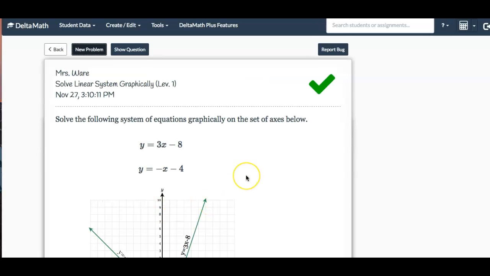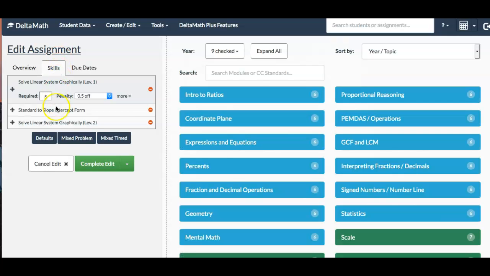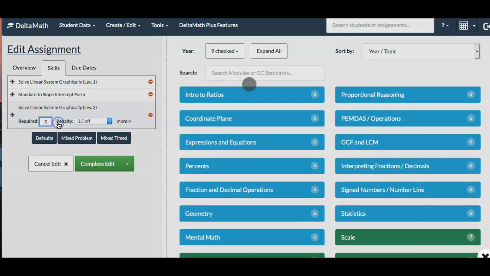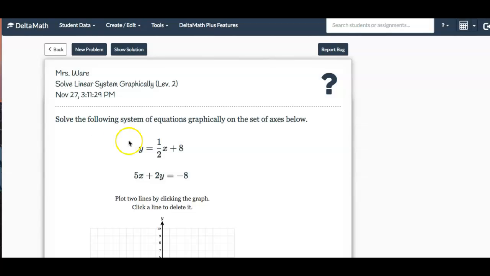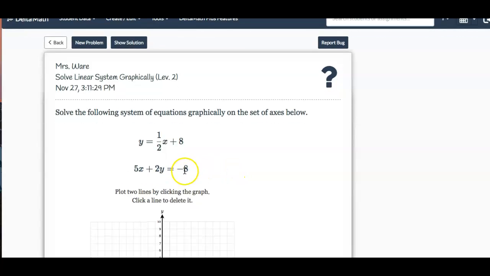Okay, so that's how you do those. Watch the next video to see how you rearrange. I'll show you what I mean here. We're going to go to the next type of problem and see how this is not in slope-intercept form. You have 5x plus 2y. And in the past, we graphed that by finding intercepts.